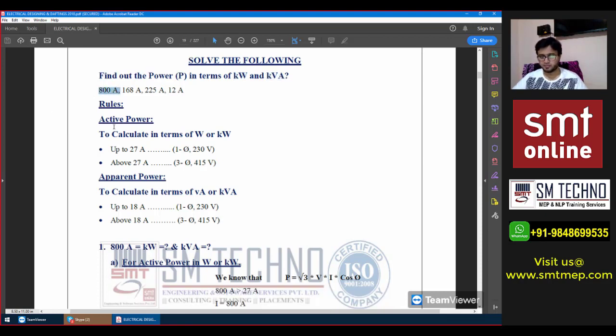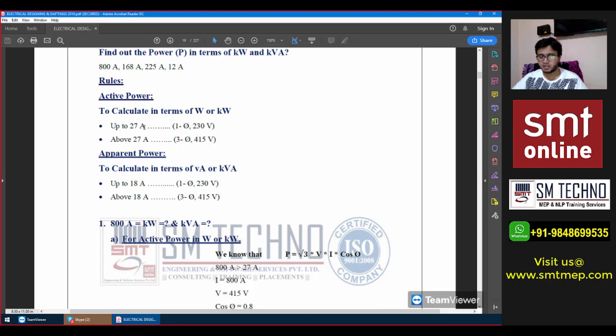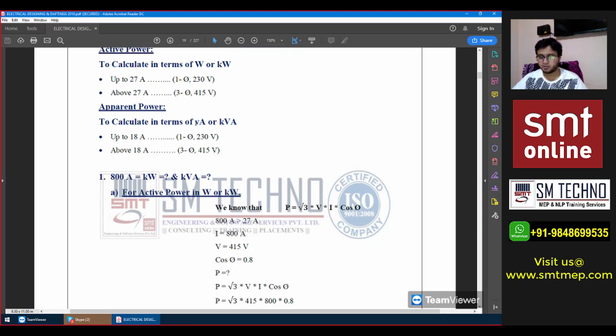So here we have different concepts. For active power, to calculate in terms of watts or kilowatts, what is the rule? Up to 27 amps, it's a single phase system. Above 27 amps, it's a three phase system. Remember these values. 27 amps is for single phase; above 27 amps, whenever there is a requirement, it is a three phase system. For apparent power, that is volt ampere, kVA or MVA, up to 18 amps it's a single phase. Above 18 amps, it's a three phase system.